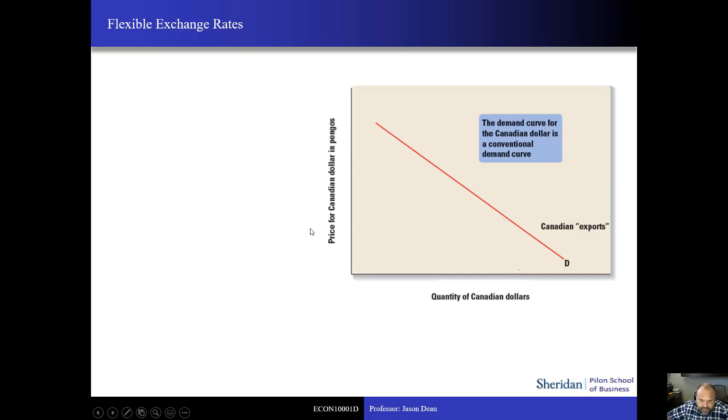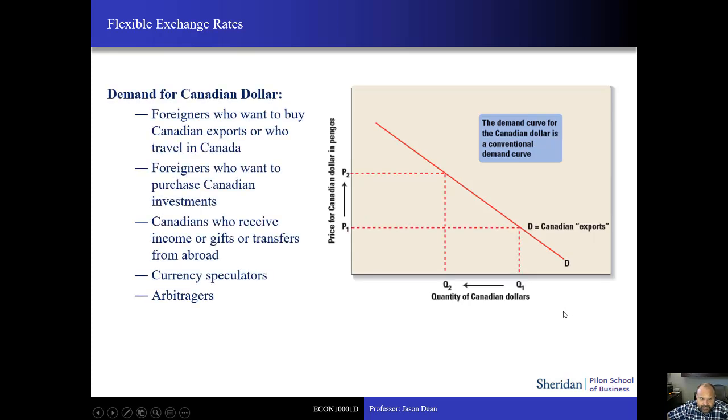And so in this space, we're going to say that the demand curve for Canadian dollars is downward sloping. Okay. And we can think of the reason for this to be downward sloping is due to a number of reasons. So for example, the demand for the Canadian dollar will come from different sources. So if there's foreigners who want to buy Canadian exports or who travel to Canada, they will increase the demand for the Canadian dollar.